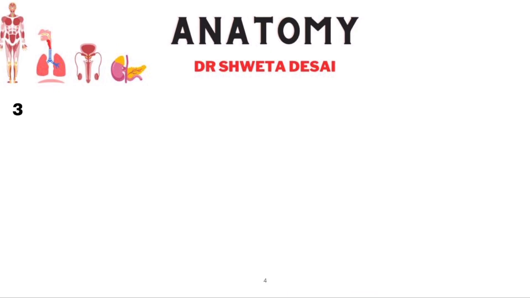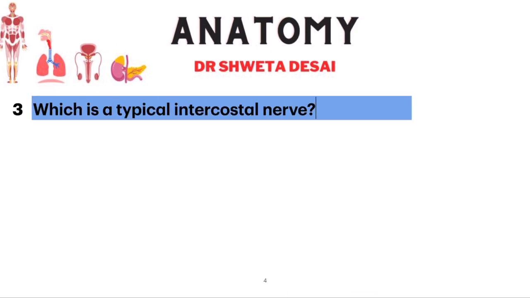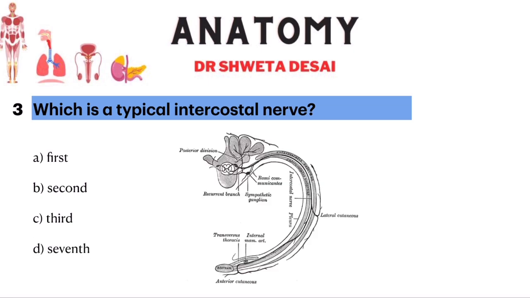Now the next question, question number 3, which is a typical intercostal nerve? Options are A. First, B. Second, C. Third, and D. Seventh intercostal nerve. So intercostal nerves third, fourth, fifth, and sixth, these are the typical intercostal nerves here. So here the correct answer is C.